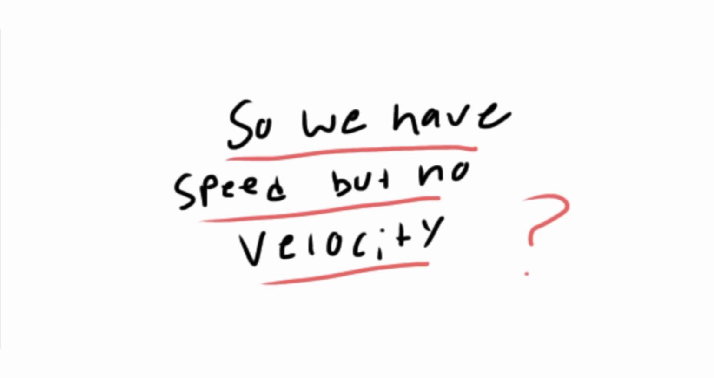So that is what makes velocity different. It includes direction, while speed doesn't. This also means that velocity is a vector and speed is a scalar.